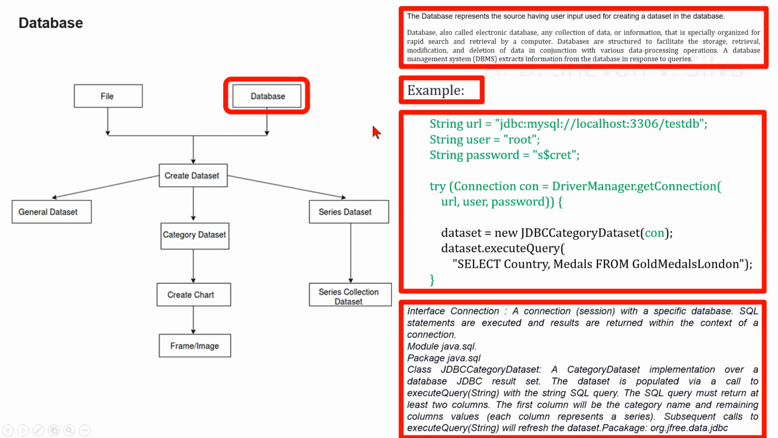As an example, we can consider this code segment here. This example retrieves data from a MySQL table. Here a JDBC category dataset is created.